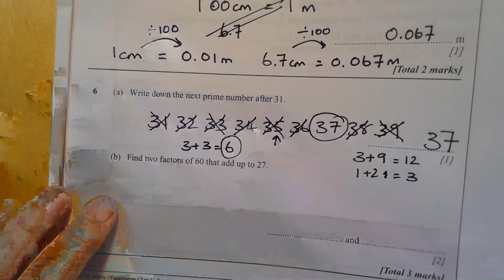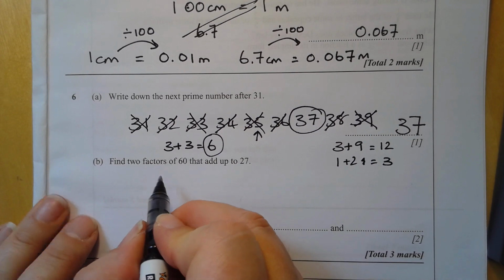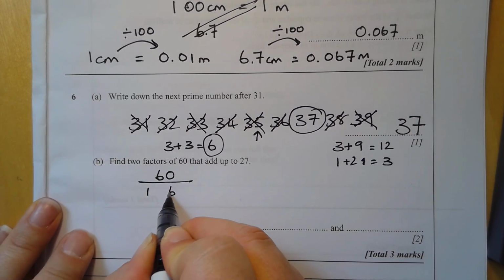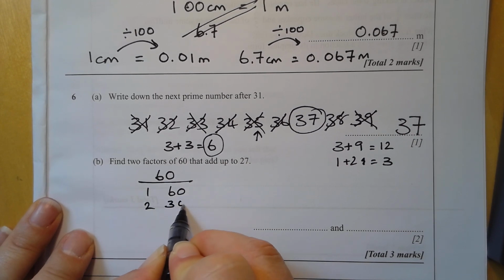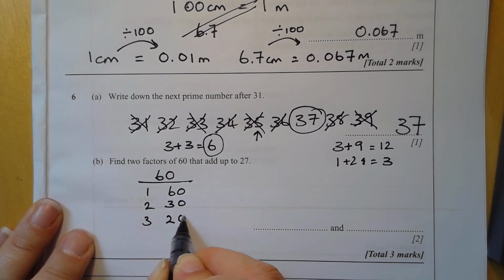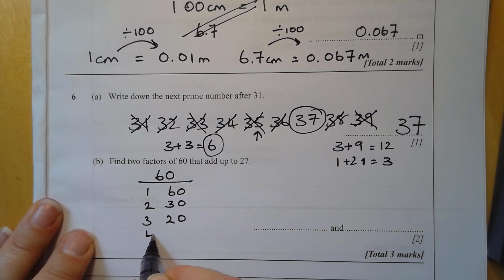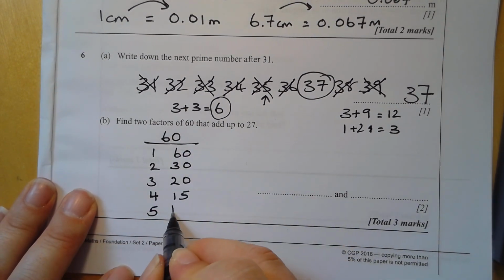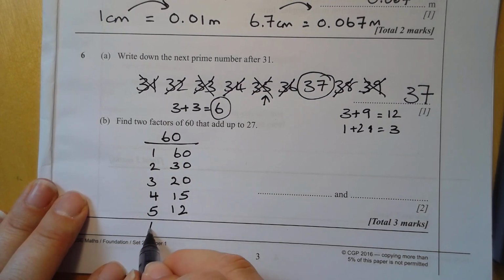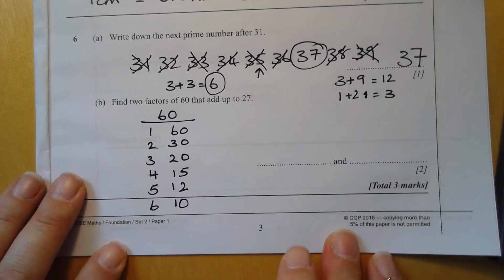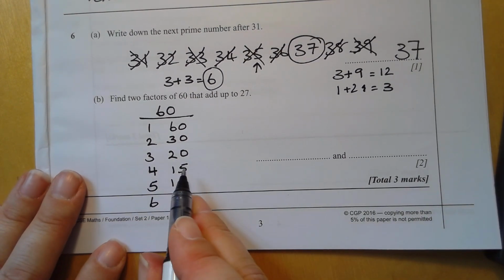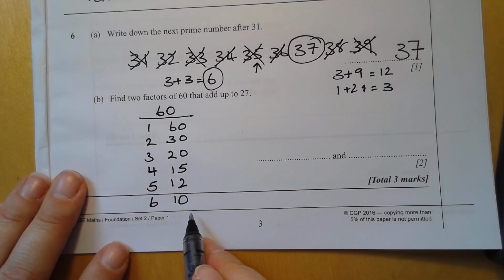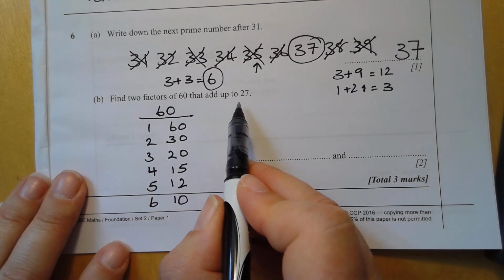Find 2 factors of 60 that add up to 27. So first of all, I'm going to write out all the factors of 60. 7 doesn't go, 8 doesn't go, 9 doesn't go. So these are all my factors of 60. Find 2 factors that add up to 27.